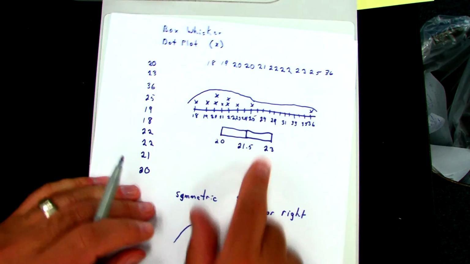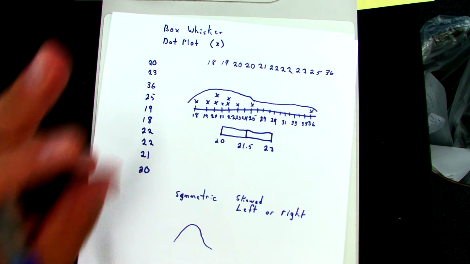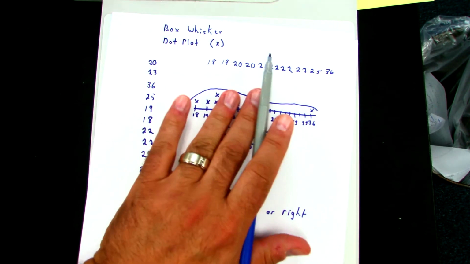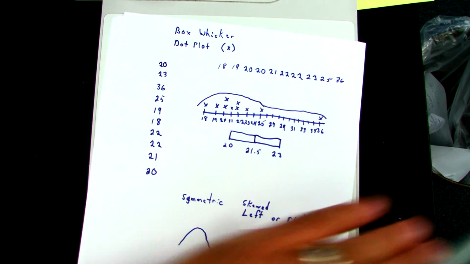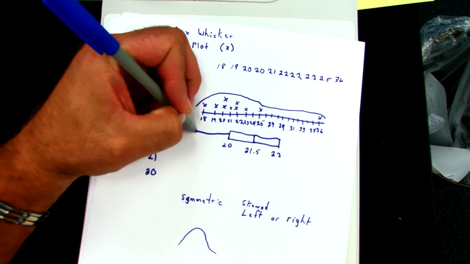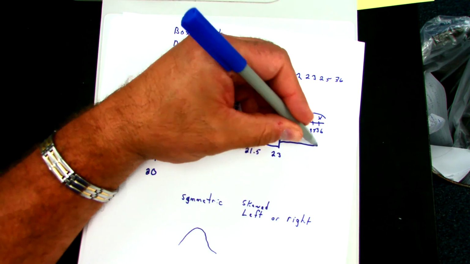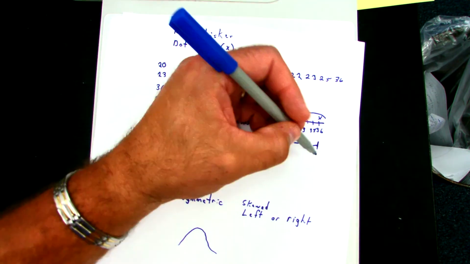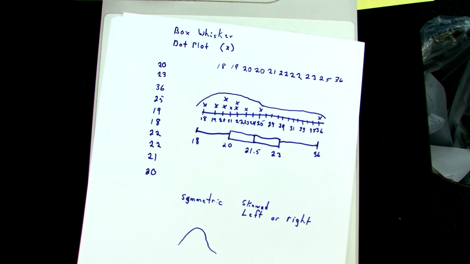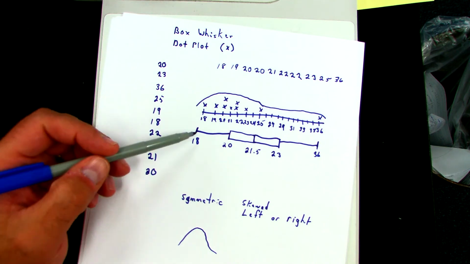So I've now completed my box. I've found 3 medians: the median of all the information, the median of the lower half, and the median of the upper half. And that's where I get my box. My whiskers go to the numbers that I stopped at, so 36 and 18. And you've now successfully done a box and whisker. So we have a dot plot, a box and whisker.